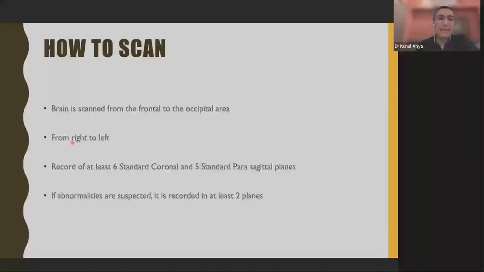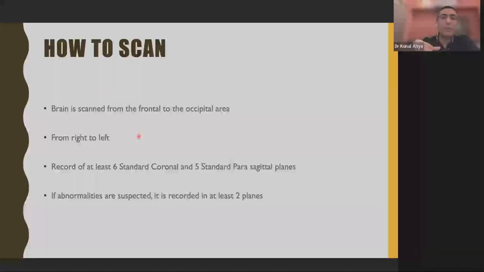So how do we scan? Now we'll start with the anterior fontanel. How do we scan it? We keep the probe on the anterior fontanel, then we see from the front to the occipital. There are two basic views, the coronal view and the sagittal view. These are the two commonest orientations in which we keep the probe. The first and commonest we do is the coronal view. After that we turn the probe to the sagittal plane.